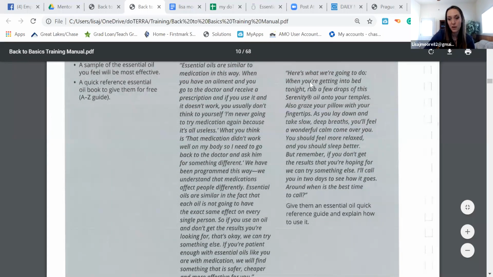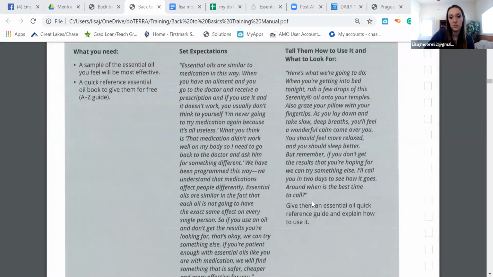So you explaining them how to use the oil, and then, remember, if you don't get the results you're looking for or hoping for, we can try something else. I'll call you in 2 days to see how it goes. Around when is a good time to call? So they're expecting this 2-day call.